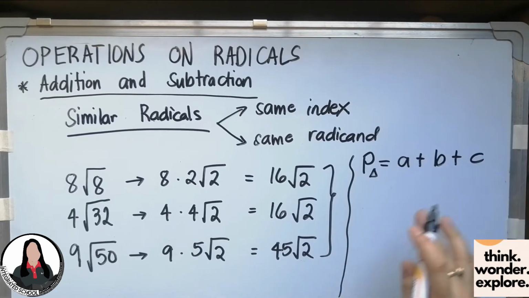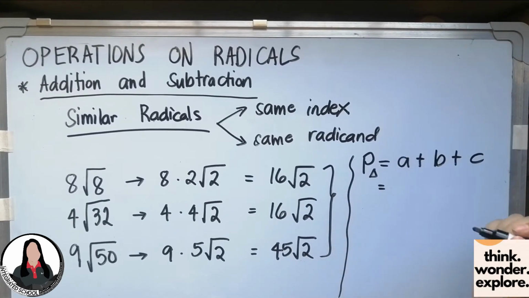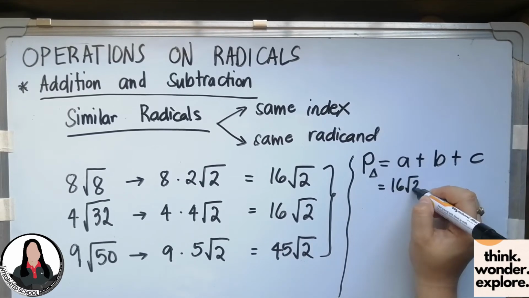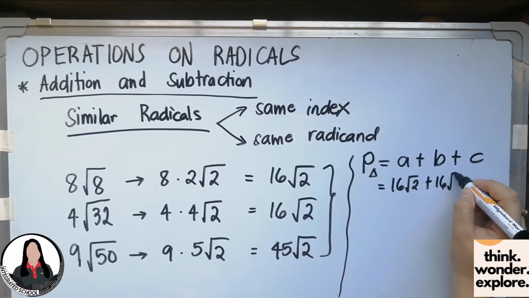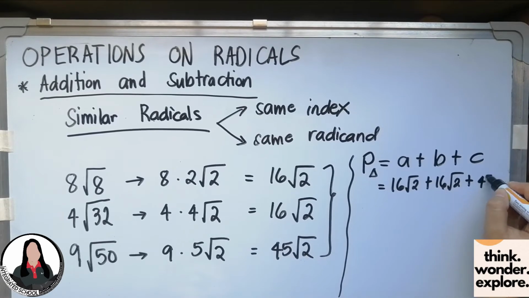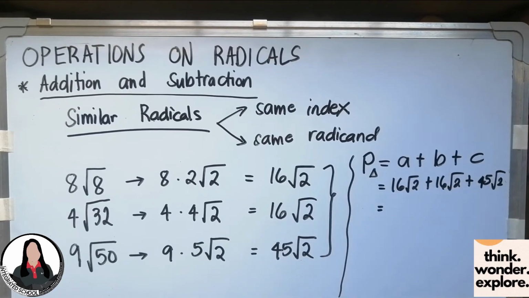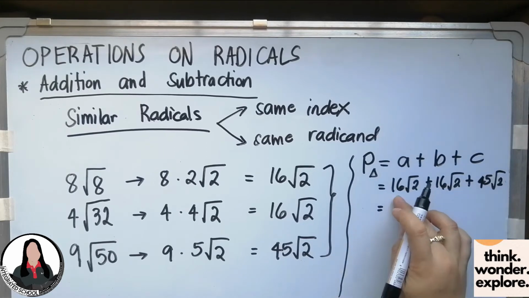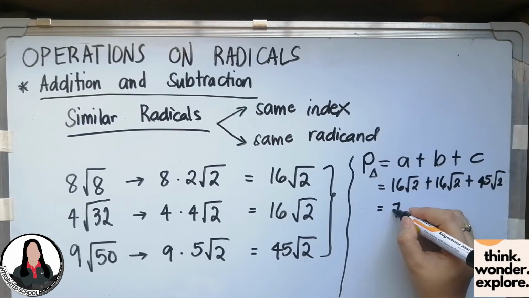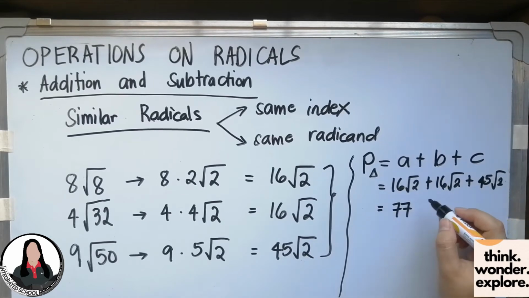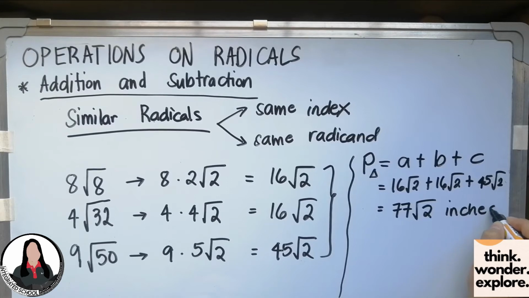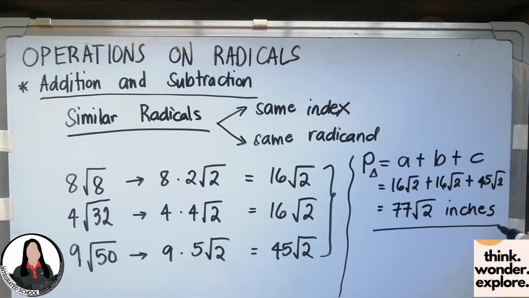So I will use 3 different variables, and then let's substitute. We have 16 square root of 2 plus 16 square root of 2 plus 45 square root of 2. And then we will just add the numerical coefficients outside the radicals and then copy the common radical. So 16 plus 16 plus 45, that is 77. And then let us copy the common radical, square root of 2. And then you put the units, which is inches. And therefore, this is the perimeter of Maria's triangle.